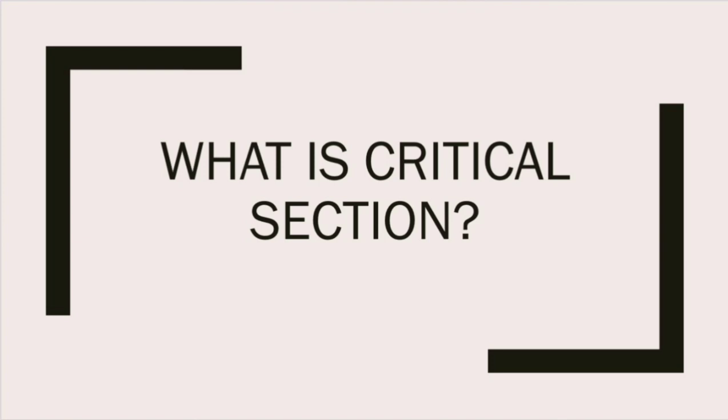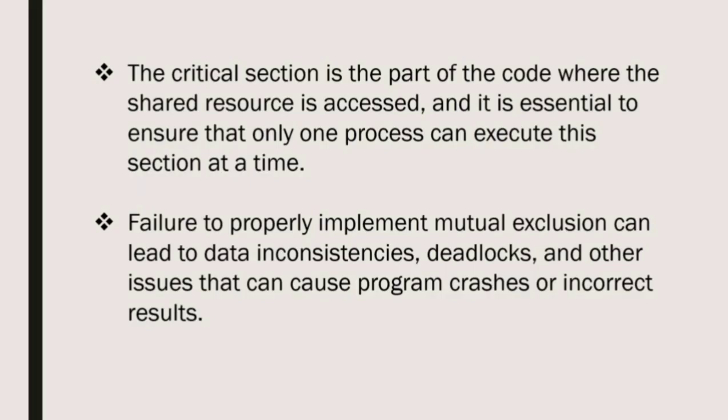Let's have a quick definition of what a critical section is. The critical section is the part of the code where the shared resource is accessed, and it is essential to ensure that only one process can execute this section at a time. Failure to properly implement mutual exclusion can lead to data inconsistencies, deadlocks, and other issues that can cause program crashes or incorrect results.